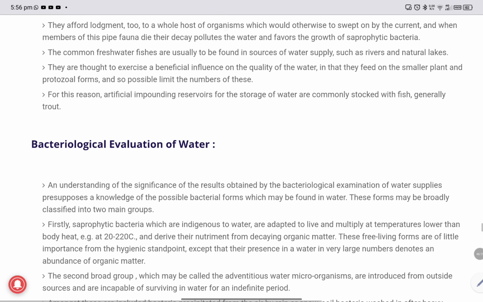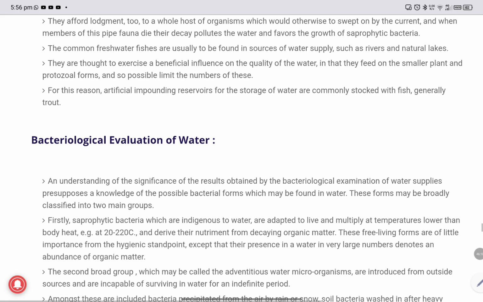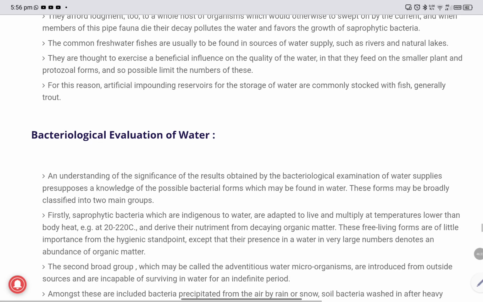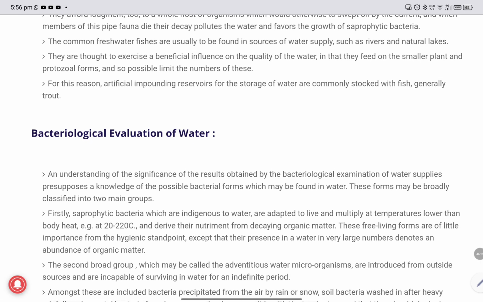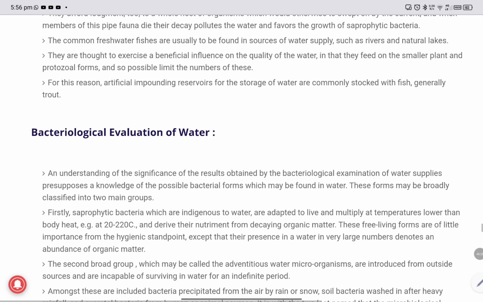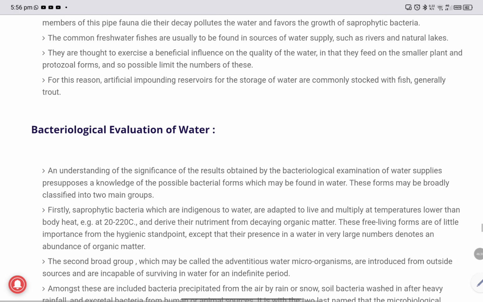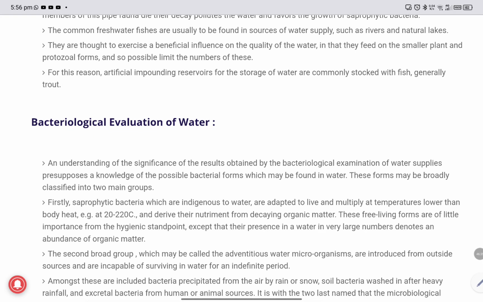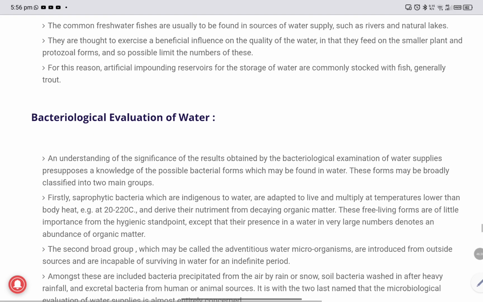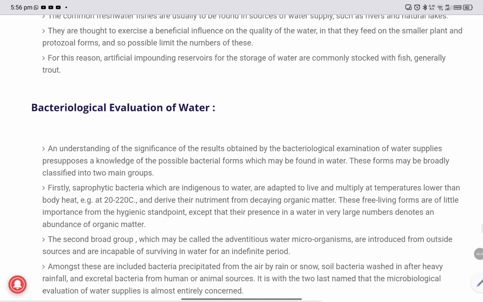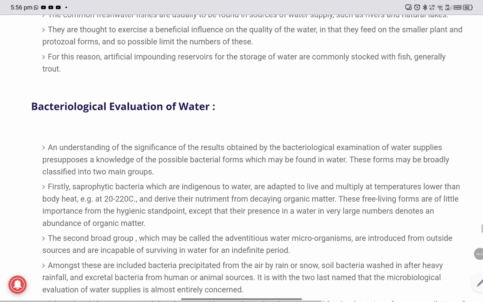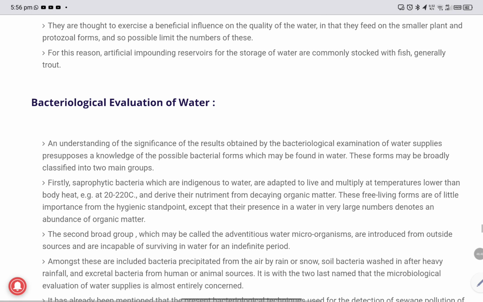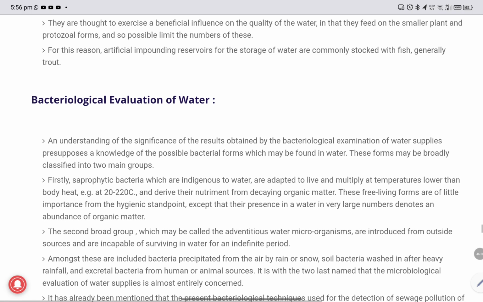The common freshwater fishes are usually to be found in sources of water supply such as rivers and natural lakes. They are thought to exercise a beneficial influence on the quality of the water in that they feed on the smaller plant and protozoal forms and so possibly limit the number of these. For this reason, artificial impounding reservoirs for the storage of water are commonly stocked with fish, generally trout.